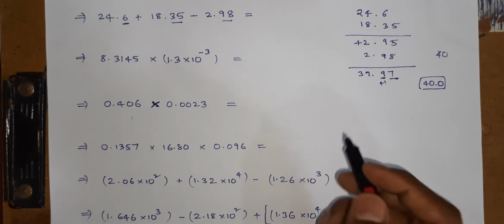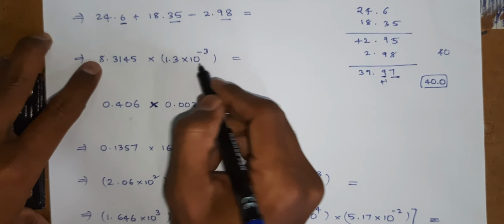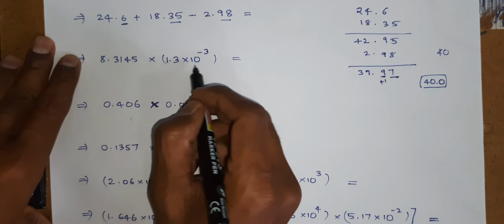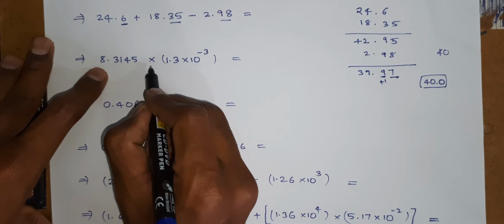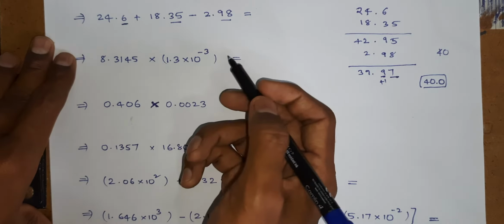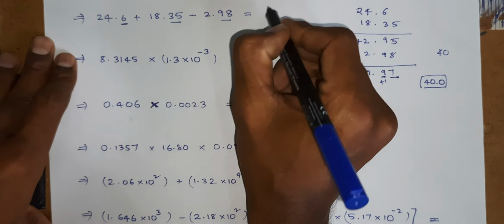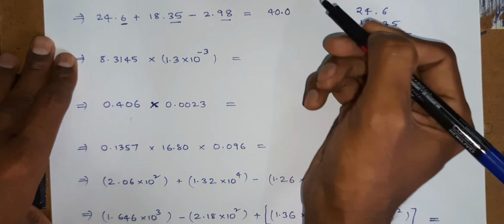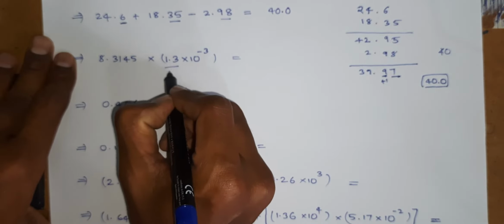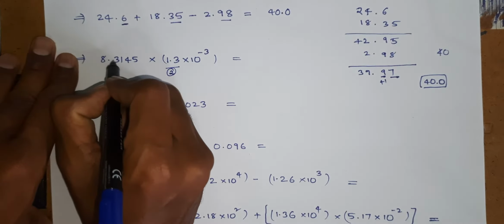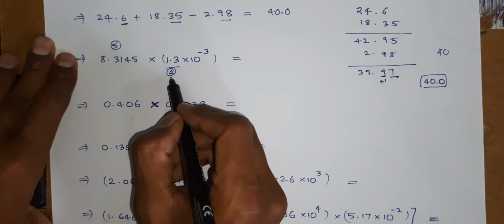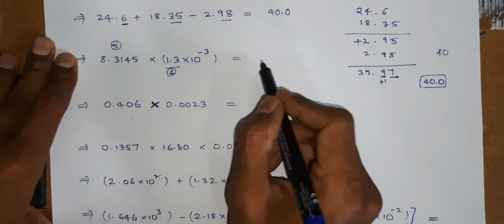So coming to the next one, 8.3145 into 1.3 into 10 to the power of minus 3. This is multiplication. In multiplication, the least significant figure decides the answer. Here 1.3 has two significant figures, here 8.3145 has five significant figures. The least significant figures are 2, so the answer should be in 2 significant figures.